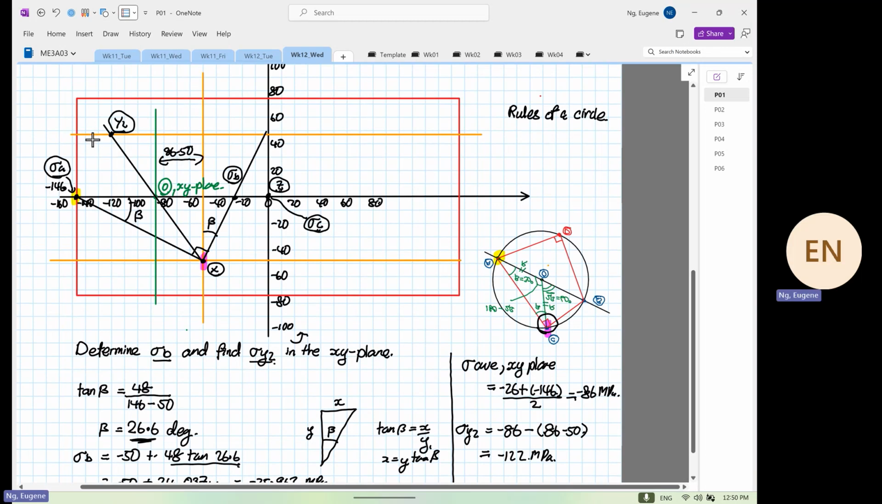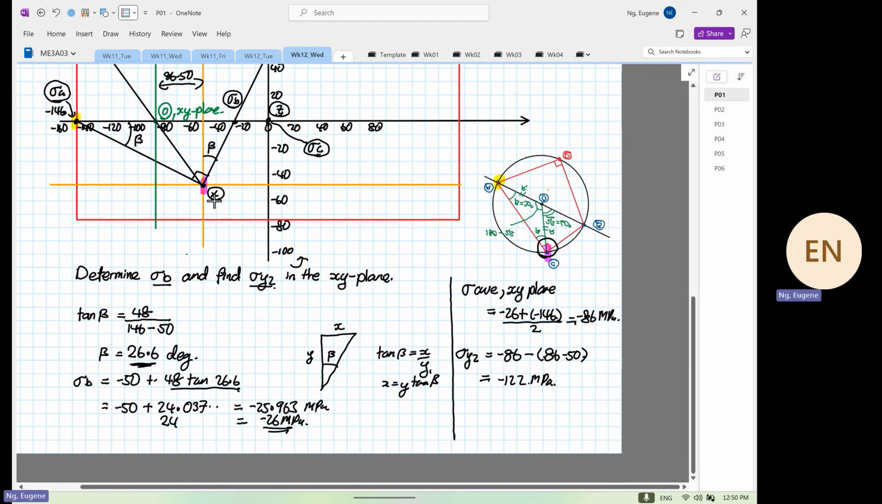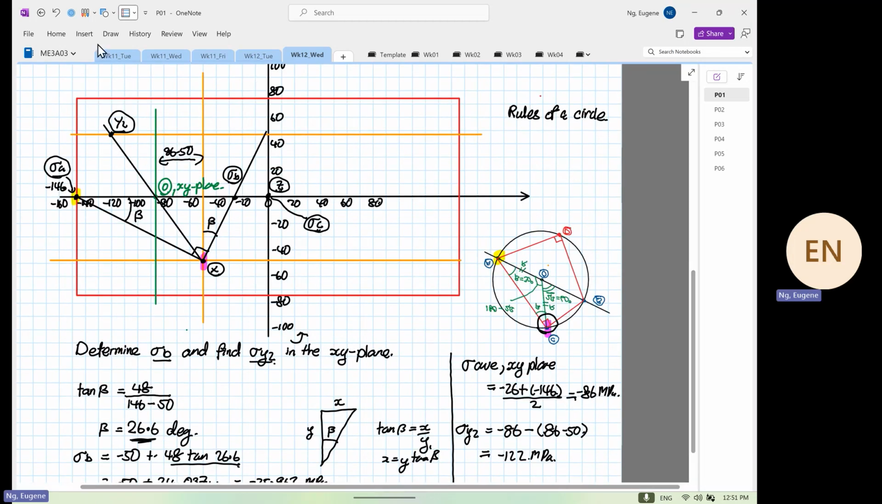So now we can construct our Mohr circle. Our radius of the circle is minus 26 minus minus 146, close bracket, divided by 2, which is 60. Okay, so we have a 60.